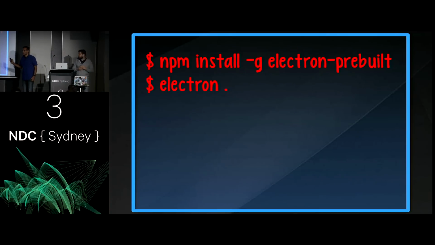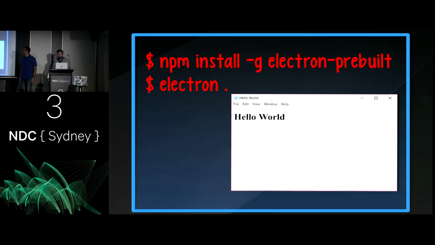Once you do that, type Electron followed by the name of the folder where you've got all your files, and that's it. Very simple, and you'll have it up and running. Electron is just going to run the package.json file that is in that folder. It will find the main entry and try to run that as the main entry.